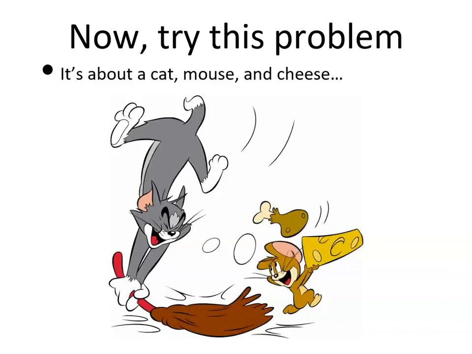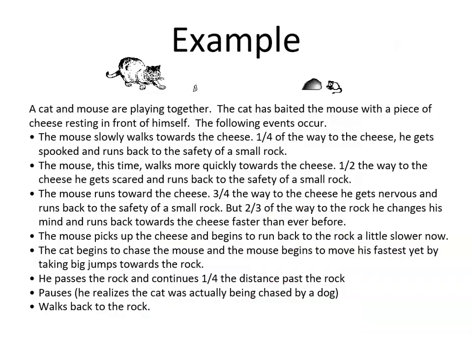Another example. We have a cat, a mouse, and cheese. Let's consider this picture with a cat and mouse playing together. The cat has baited the mouse with a piece of cheese resting in front of himself. So the following happens. The mouse slowly walks toward the cheese, but a quarter of the way to the cheese, he gets spooked and runs back to the safety of the small rock. And then, after that, goes halfway to the cheese and gets scared and runs back to the small rock. And then after that goes 3/4 of the way to the cheese, gets nervous, and then runs 2/3 of the way back to the rock before changing his mind, running toward the cheese faster than before, grabbing the cheese and running back to the rock a little slower.